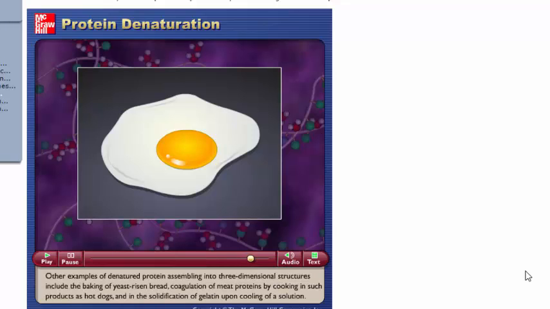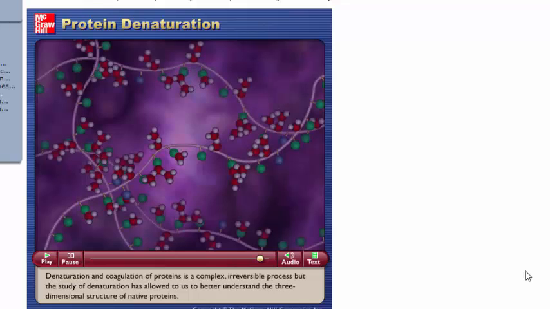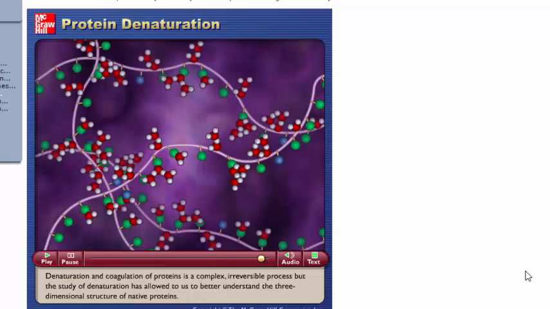Other examples of denatured protein assembling into three-dimensional structures include the baking of yeast-risen bread, coagulation of meat proteins by cooking in such products as hot dogs, and in the solidification of gelatin upon cooling of a solution. Denaturation and coagulation of proteins is a complex, irreversible process, but the study of denaturation has allowed us to better understand the three-dimensional structure of native proteins.